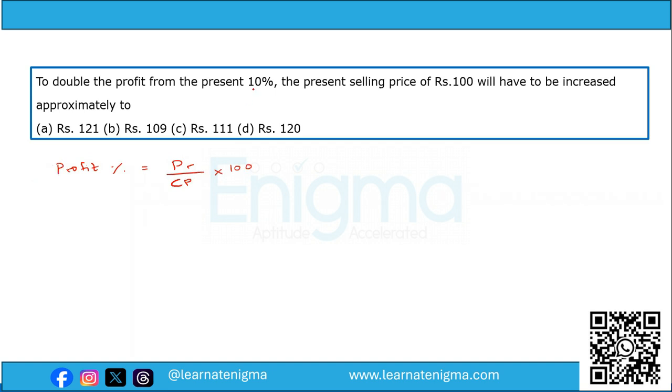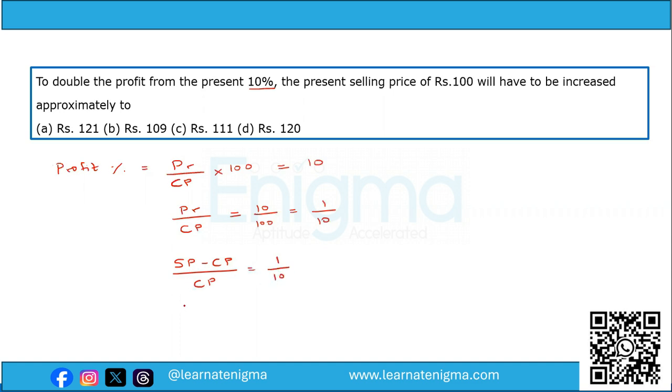Now, currently it is 10%. So profit upon cost price into 100, it is given to us as 10. So we can say that profit upon cost price is equal to 10 upon 100, or we can say 1 upon 10. Now, profit is nothing but selling price minus cost price. So we have selling price minus cost price upon cost price is equal to 1 upon 10.